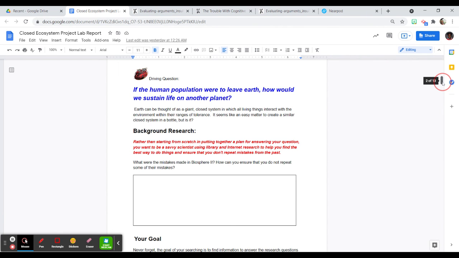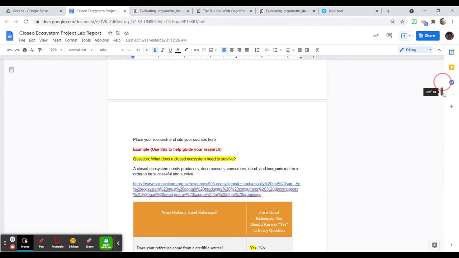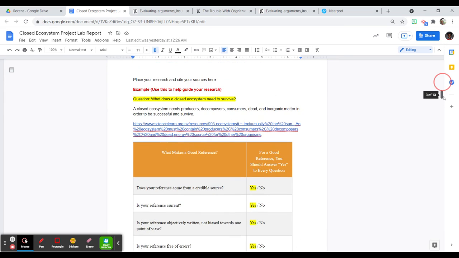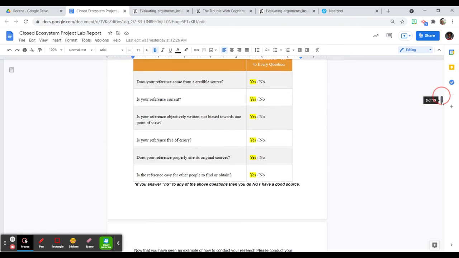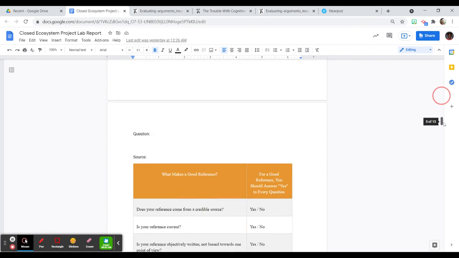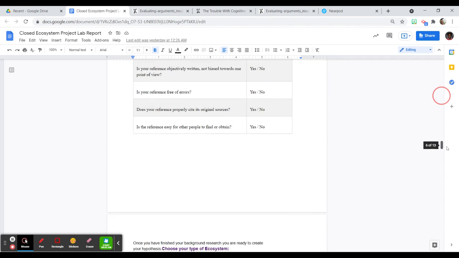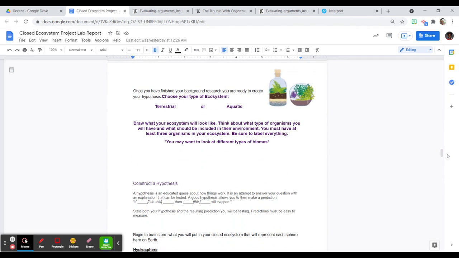After you read the articles and you get that information to answer that question, you will begin the process of doing your research. On the lab report, it gives you an example of a sample research question, because you're going to be researching things about your ecosystem. Like, for example, you have to decide if you're going to do terrestrial or aquatic. Terrestrial means land dwelling, aquatic means water.